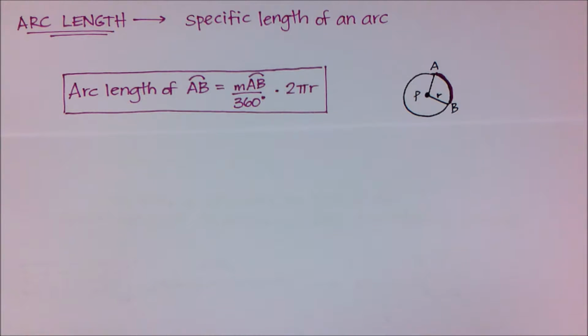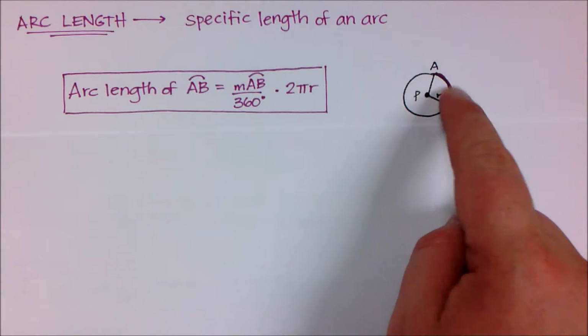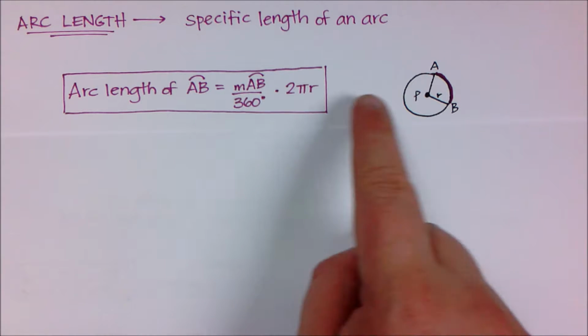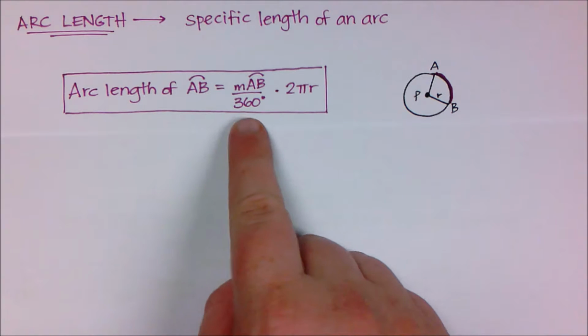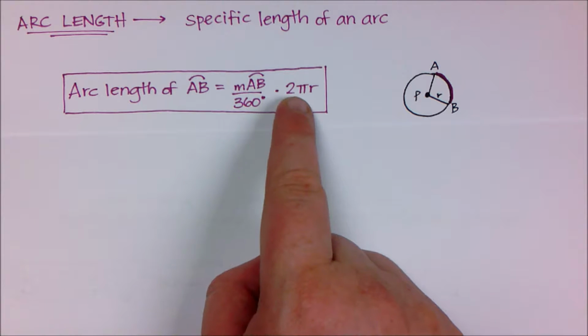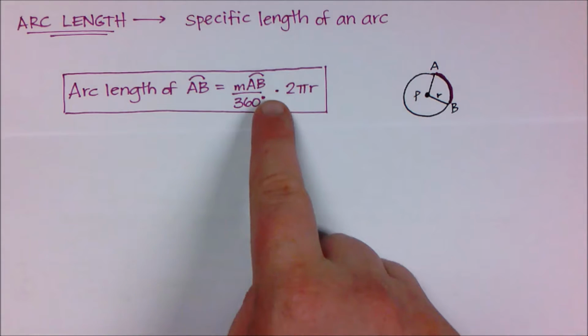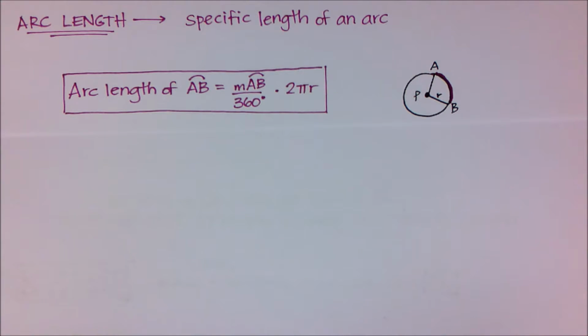The formula we're going to use to find the arc length, in this case from A to B, is the measure of arc AB, which is the degrees that we would know it as, divided by 360 degrees, that's the total number of degrees in a circle, times 2 times pi times the radius. So basically, this right here times the circumference.